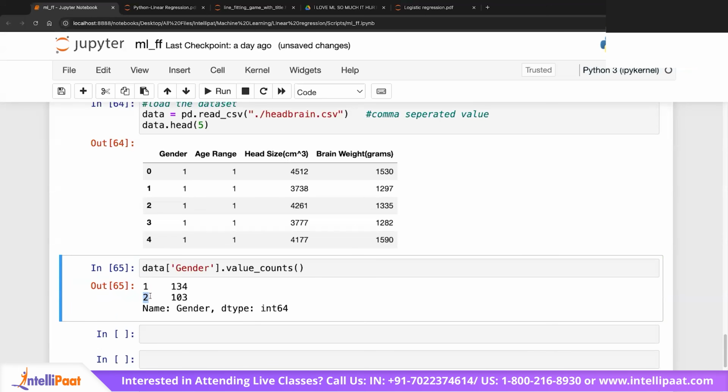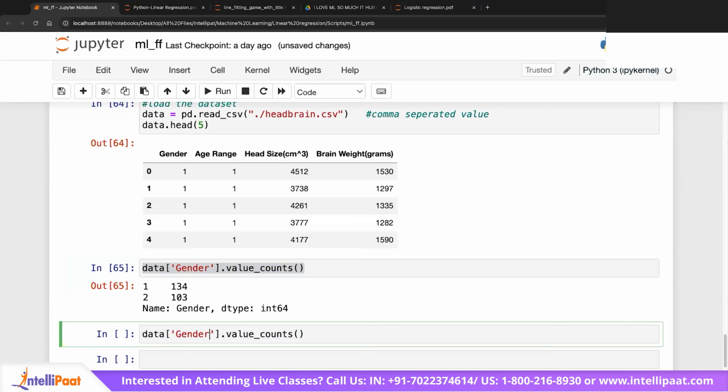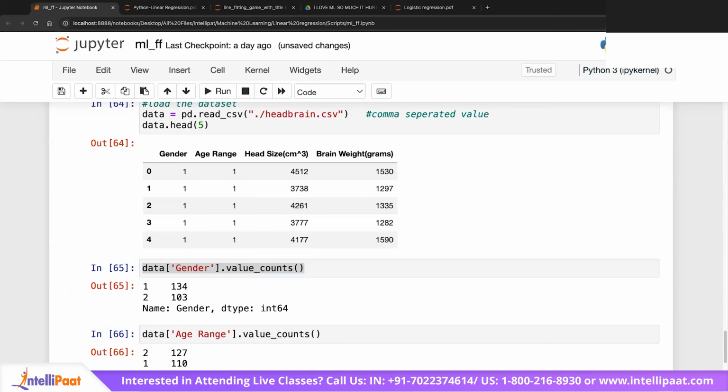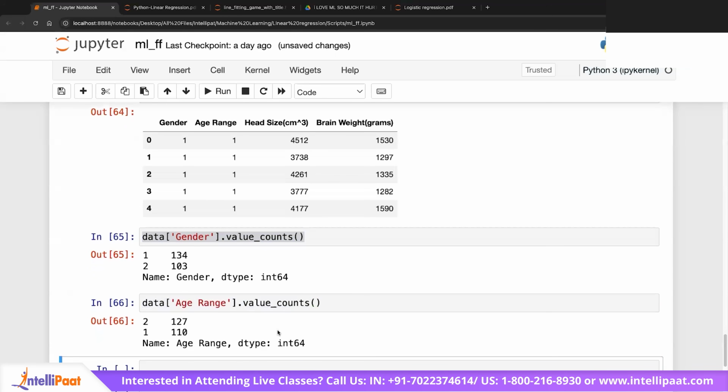So tell me, in the column of gender and age, let me also take age very quickly. Paste, remove gender and say age. And this. Do I also have the same category like 2 and 1? It's like a category, either this or that. Is it continuous by any chance? Whoever did not know the difference between categorical variables and continuous variables: head size and brain weight are continuous variables.